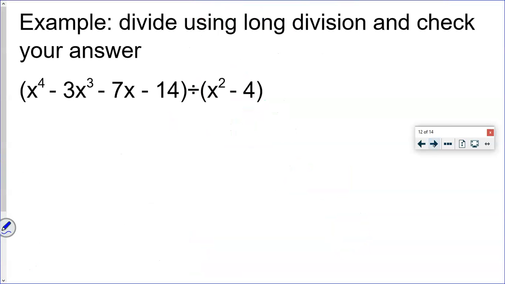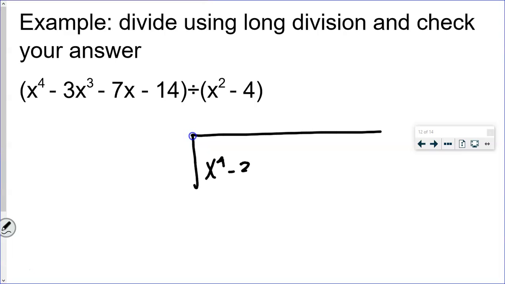All right, now this one. This is a little different, okay? So first of all, we are missing a term. Do y'all notice that? And we're missing a term in our divisor, okay? So I'm going to show you guys how to do this with both, okay? So I'm going to do x to the fourth minus 3x cubed. I'm missing an x squared.